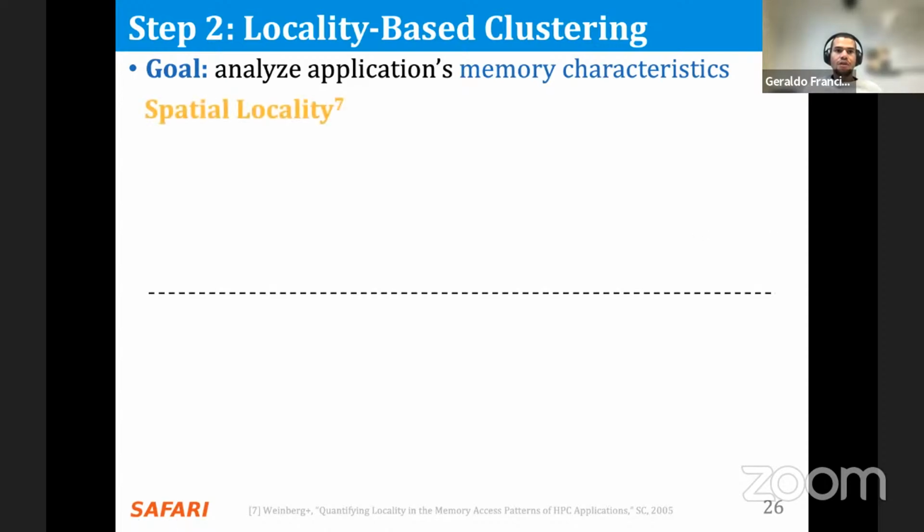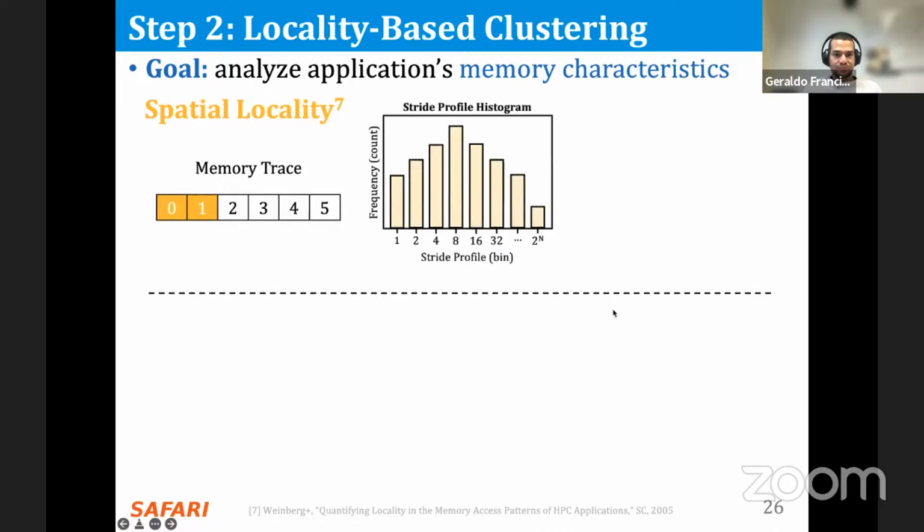Okay. So first, we are going to evaluate the spatial locality of the application. For this, we collect the memory trace of the application to build a histogram called stride profiling, where each bin in the histogram stores how many times each stride appears in the memory trace. In this example, the stride between the first access address and the next access address is equal to 1. We increment the stride profiling histogram in bin 1 to indicate such stride has been observed.